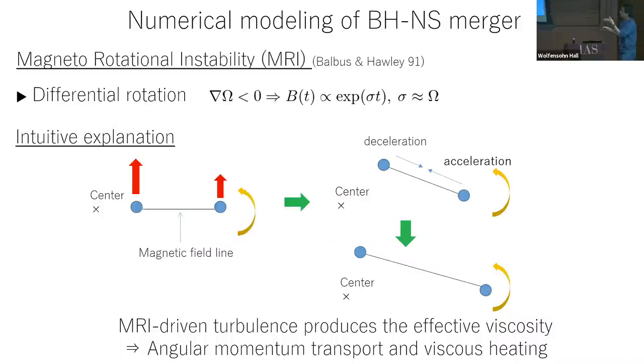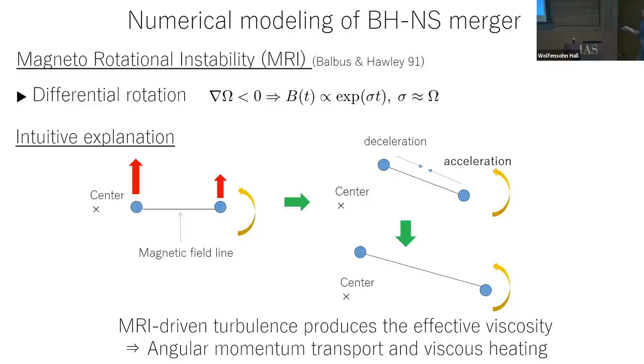If you think about two fluid elements, which are shown as blue circles in this system, and they are connected by a magnetic field line, they orbit around the central object. Because of this condition, the inner fluid element rotates faster than the outer fluid element. Then the inner fluid element is decelerated because the magnetic field line plays the role of a spring. On the other hand, the outer fluid element is accelerated. In other words, the inner fluid element loses angular momentum, and the outer fluid element gains angular momentum.